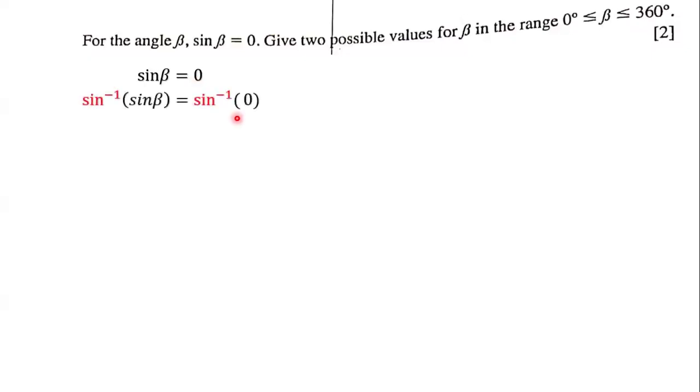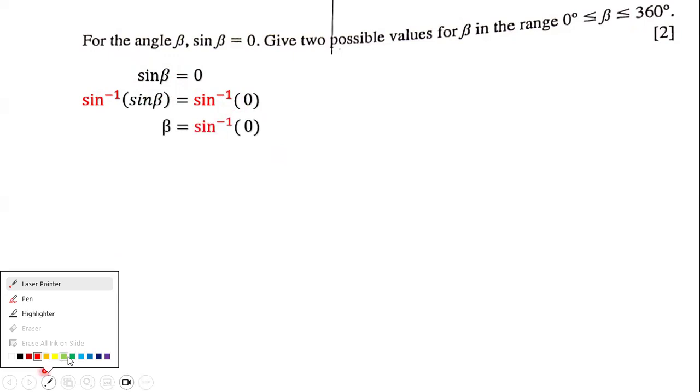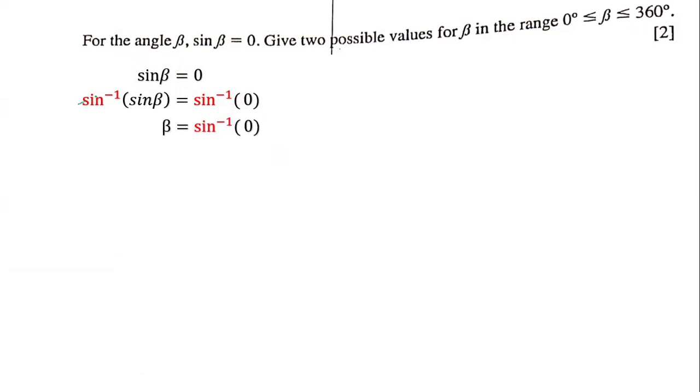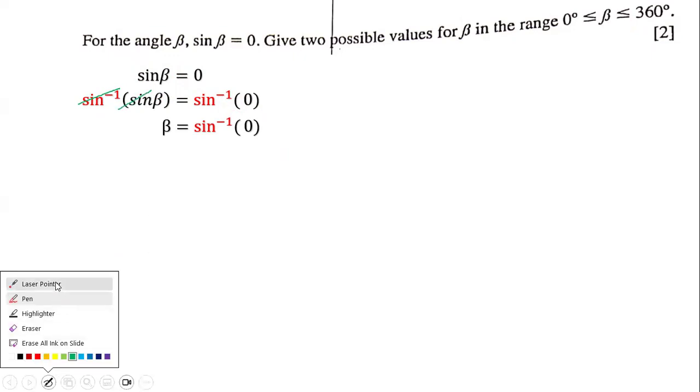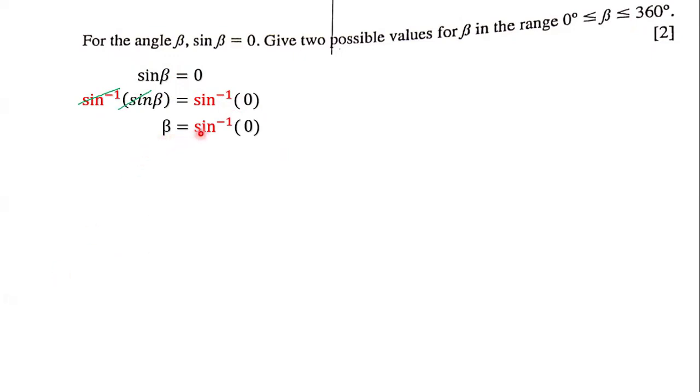And so what we're going to do is we're going to take sine inverse of both sides of this equation. So we have sine inverse of sine beta, and we have sine inverse of 0. Next, we cancel out the sine inverse. So let me show you that. We cancel out sine inverse and sine, and that leaves us with beta is equal to sine inverse of 0. And when we put sine inverse of 0 in the calculator, we get 0. And so that means that beta is equal to 0.